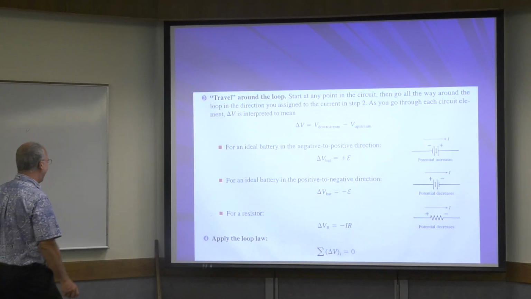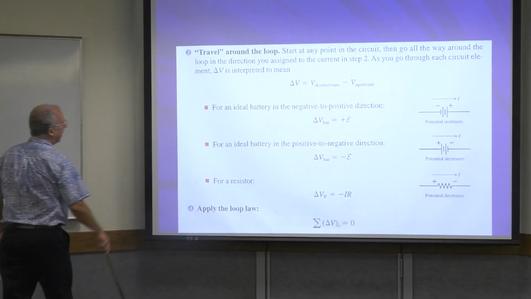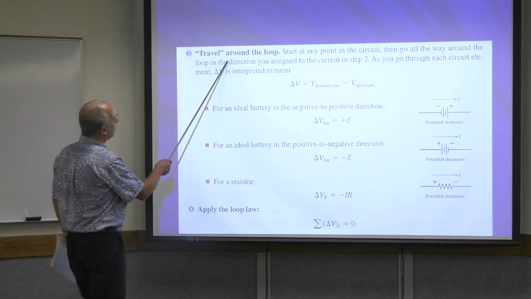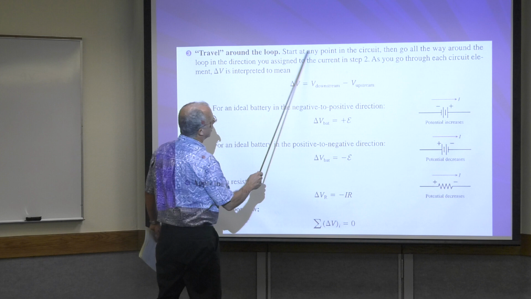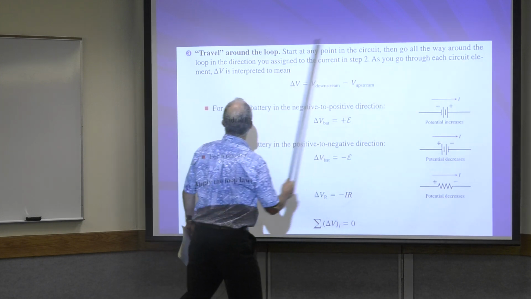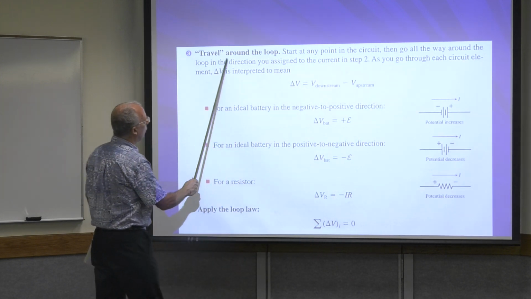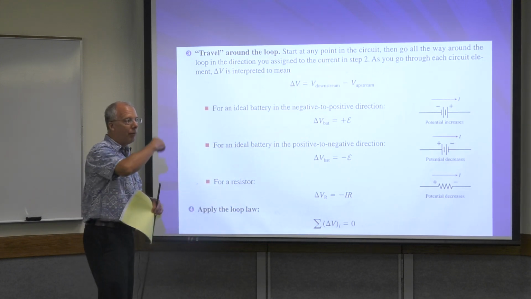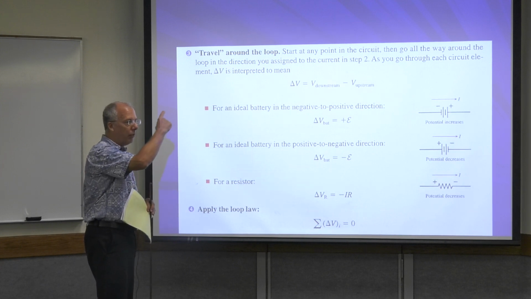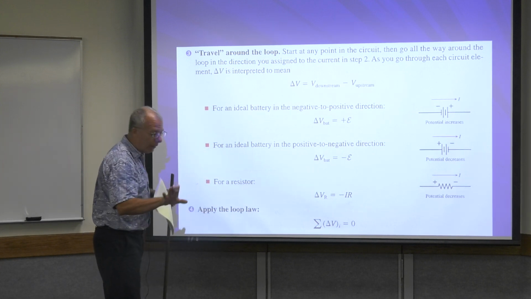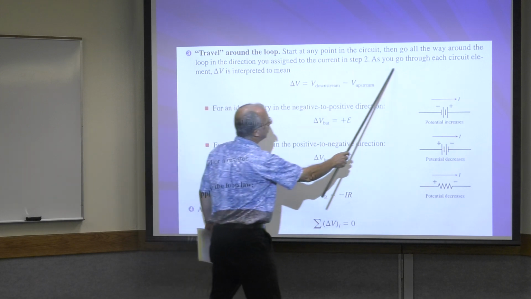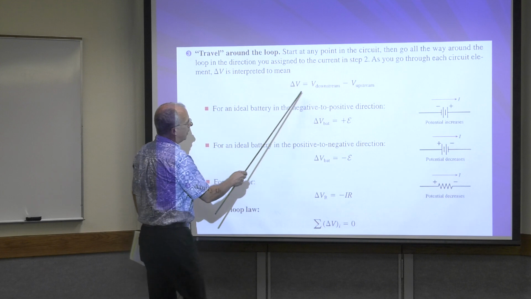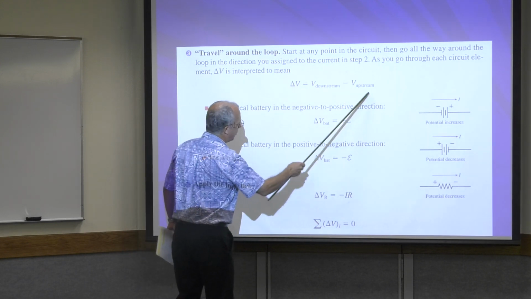Oh boy, here we go. Next. This is the hard part, right? Travel around the loop. Start at any point, then go all the way around the loop in the direction you assigned to the current. That's the crucial point, right? When you travel around the loop, you want to do it in the same direction as you chose your current. Makes life easy that way. As you go through each circuit element, delta V is interpreted to mean delta V is the voltage downstream minus the voltage upstream. What's that mean?